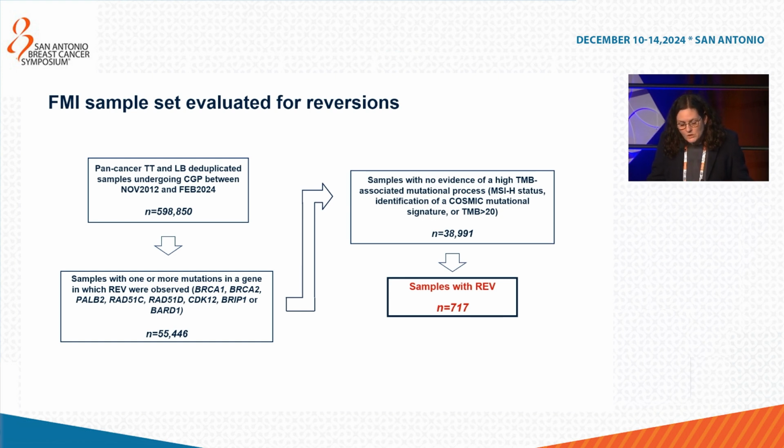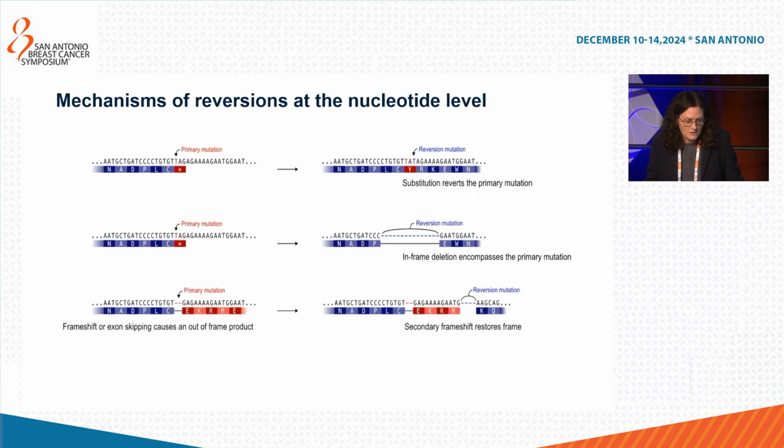It's important to note a few things about this. One, patients have multiple reversions, so 717 samples actually equals many, many more reversions than that. And two, because it's a Foundation Medicine testing set, we don't know the status. Were they treated with PARP inhibitors? Were they not treated with PARP inhibitors, for example? So we don't have that data.